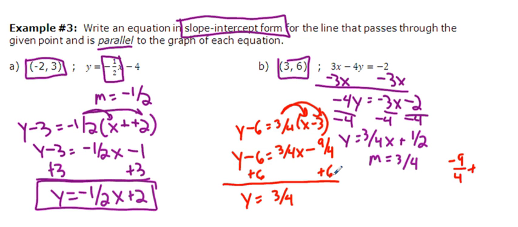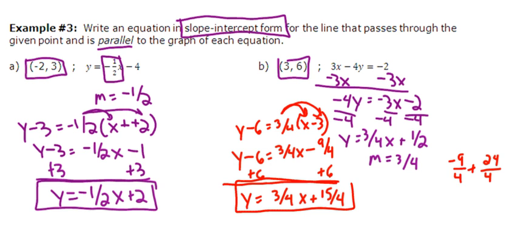I would need to change the 6 so it had a denominator of 4. So it would be 24/4, because 24 divided by 4 is 6. So negative 9 plus 24 is 15. So this is plus 15/4. And there's my answer.